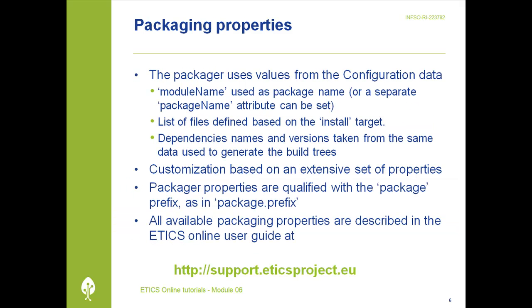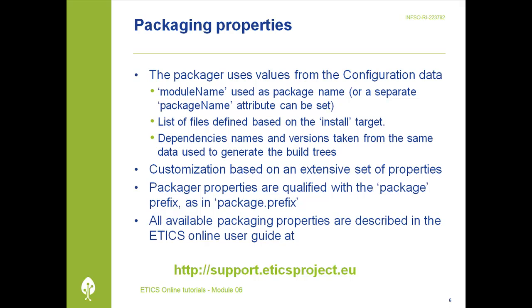Properties are a very important mechanism to customize the ETICS behavior in general and the packager in particular. The packager uses values from the attributes of the configuration being built and from other built-in properties. The configuration module name is used as a default package name, or a different package name attribute can be set. The list of files to be packaged in binary packages is defined based on the install target. Therefore, if the install target has no associated command, the package cannot start. Dependencies, names and versions are taken from the same data used to generate the build trees and are used to define the build and runtime requirement directives of various packaging formats.